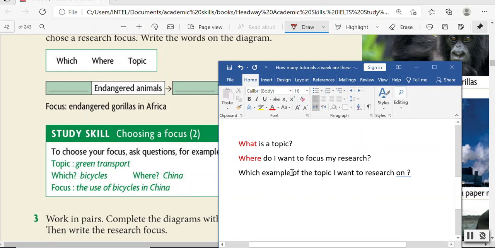And number 3, which example of the topic do I want to research?